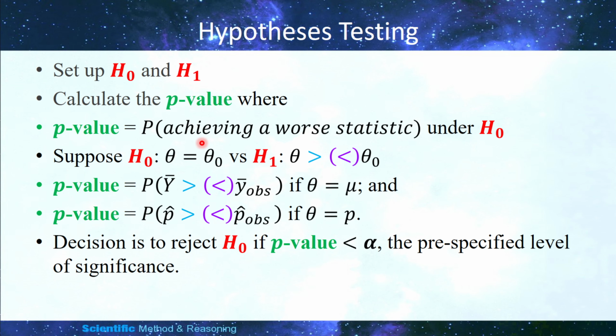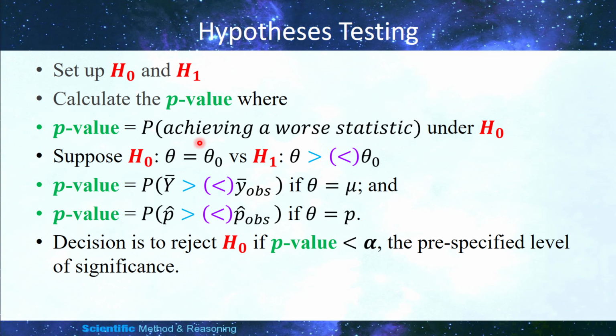So the hypothesis testing procedure is to set the appropriate null hypothesis H naught and the appropriate alternative hypothesis H1. And then we calculate the p-value, where the p-value is the probability of achieving such a test statistic or an even more extreme statistic under the null hypothesis.